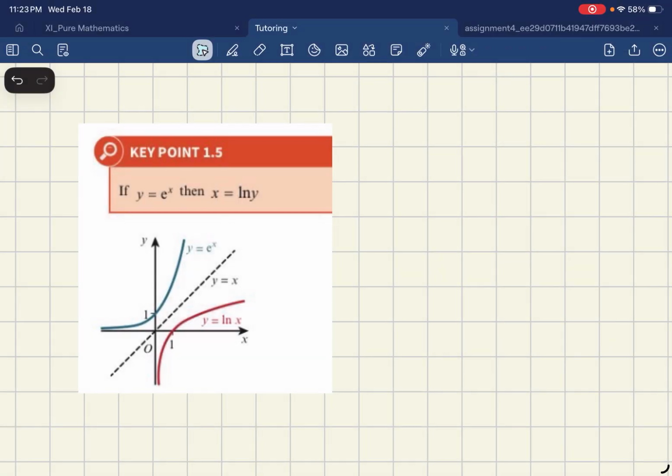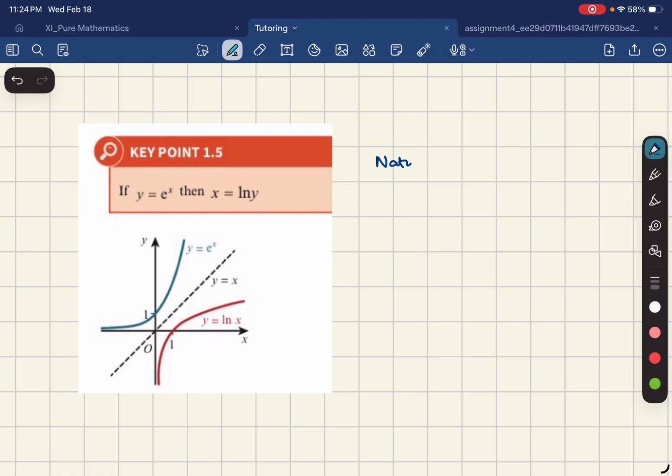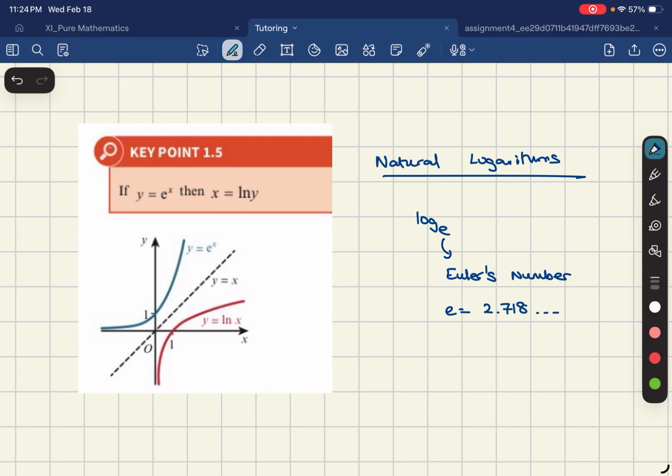Hi, so in this video, we're going to talk about natural logarithms. Natural logarithms are just log with the base e. And e is the special number known as Euler's number. e is equal to 2.718, and it's an irrational number. So it goes on and on. It's non-terminating, non-repeating. It's an irrational number.